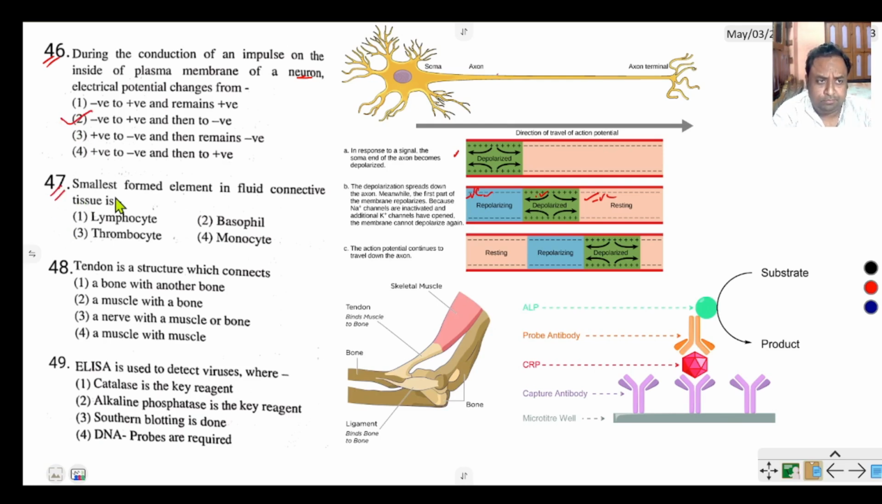Question number 47 says: the smallest formed element in fluid connective tissue is thrombocyte, that is called platelet. Platelet is the smallest cell in fluid connective tissue. Among blood cells, the monocyte is the smallest, but in the total fluid connective tissue in our body, the thrombocyte or platelet is smallest, 2 to 4 micrometer in size.